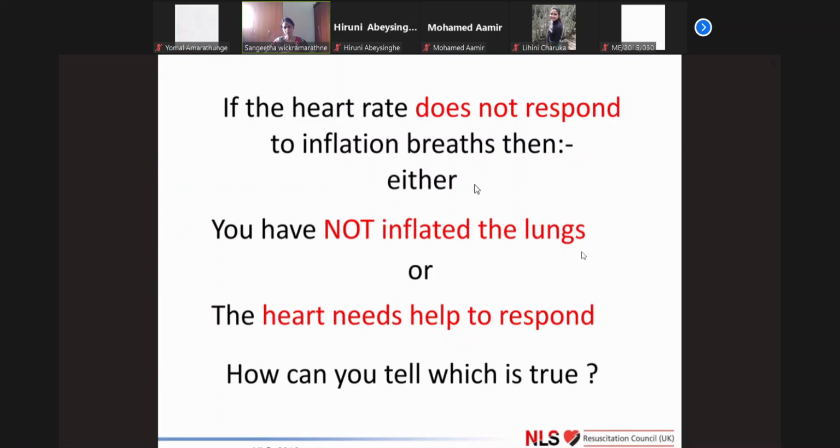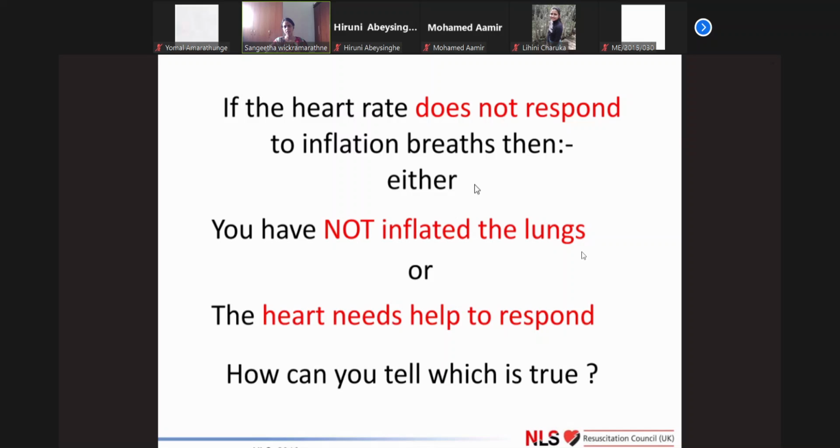One thing can be that you have not inflated the lungs, right? If you didn't provide oxygen, the heart will not have oxygen and it will not pick up. So the first thing is you have to always observe the chest expansion and make sure that you have got a good chest expansion. Suppose the chest expansion is also good, but still the heart is not picking up, where can the baby be in our graph? You have inflated the lungs with good 5 inflation breaths, still the heart is slow.